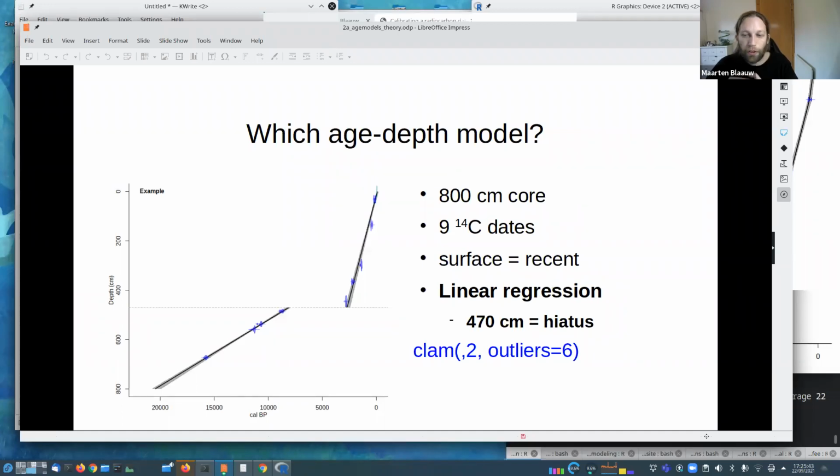But if we do that, then we can also assume other things. We can say, oh, perhaps things were accumulating entirely straight below the hiatus and entirely straight after the hiatus. If we think that's a reasonable thing to assume, then we can also do that. Then we type clam, comma, 2, and that's the age model type 2. The default is 1, which is linear interpolation. And then we've got 2 as linear regression. And we can then also say outliers equals 6. We don't do that here. Sorry, that's a mistake.